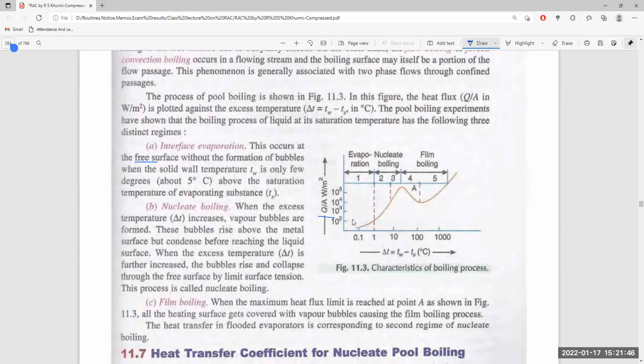Nucleate boiling. When the excess temperature increases, vapor bubbles are formed. These bubbles rise above the metal surface but condense before reaching the liquid surface. When the excess temperature ΔT is further increased, the bubbles rise and collapse at the free surface due to surface tension. This process is called nucleate boiling.